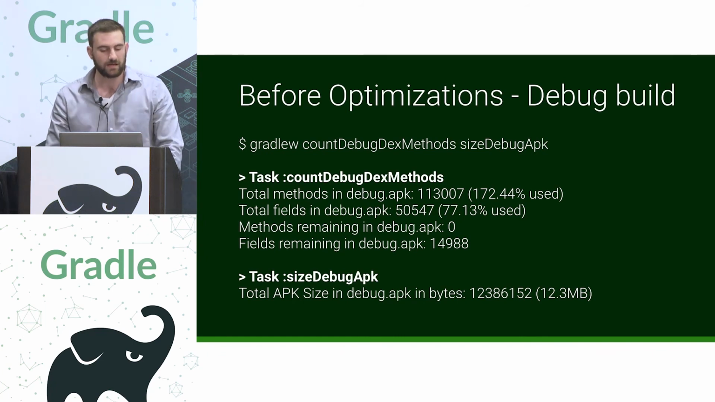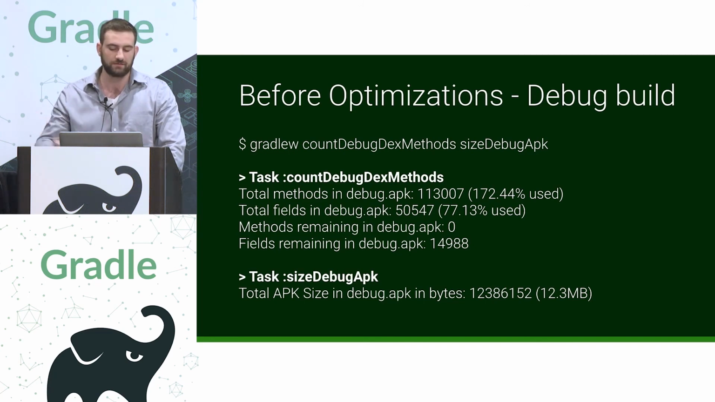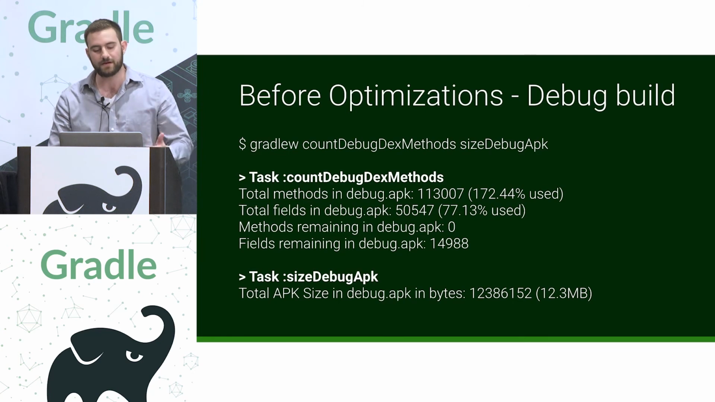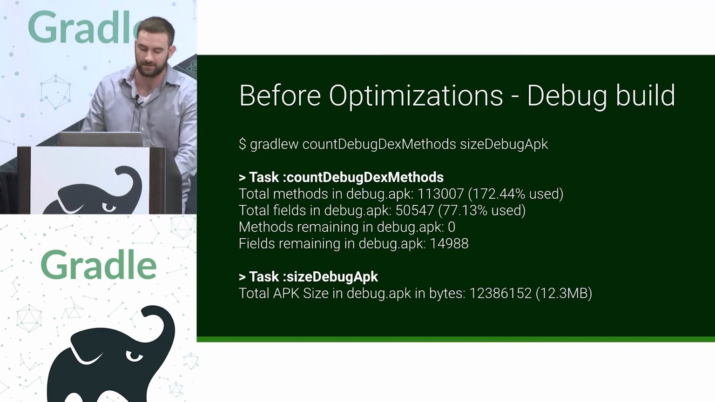So the debug build had 113,000 methods, which is way too much. I mean, a little bit more than that, we almost had 2 to 3 DEXs just for a debug build. And our debug build, which is the developer build, the one we do not ship, was 12.3 megabytes. I think that's a little insane. I think we could do a lot better moving forward. And by the way, the 2 plugins I use for this, which I'll explain later, are the Keep Safe DEX Count plugin and Vanniktech's Gradle Android APK Size plugin.